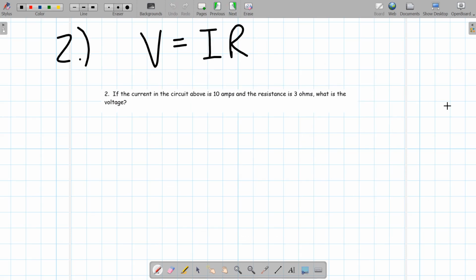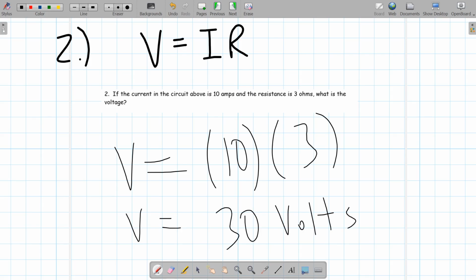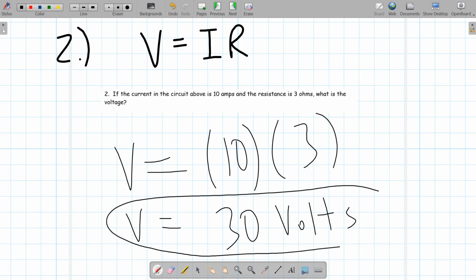Moving on to number 2. Number 2 says if the current in the circuit above is 10 amps and the resistance is 3 ohms, what is the voltage? So once again, let's just plug in our numerical values. The current is 10. The value of the resistance is 3. So when you multiply that, you get 30 volts. In other words, that's the value of the potential difference between the positive and the negative terminal of the battery.